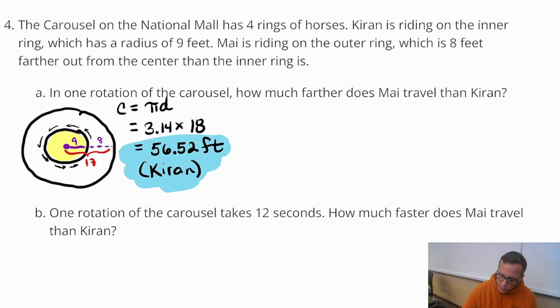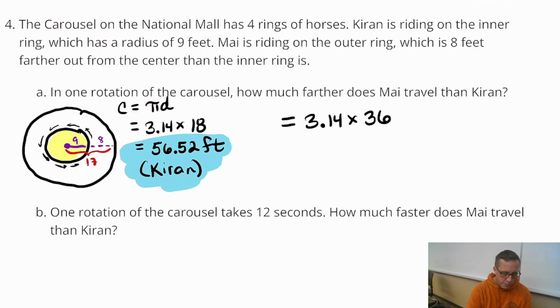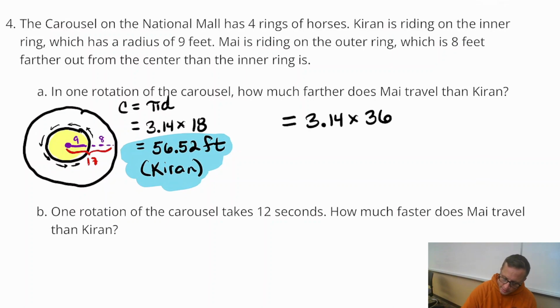And then for Mai, she's 18 feet from the center, which gives her a radius of 18, but a diameter of 36. So for that one, we're going to do pi times diameter, and this time we're going to do 3.14 times 36. And that is 113.04 feet.